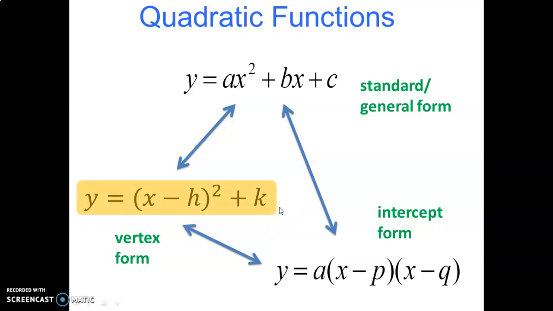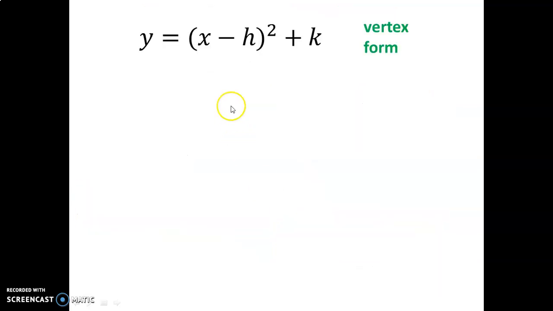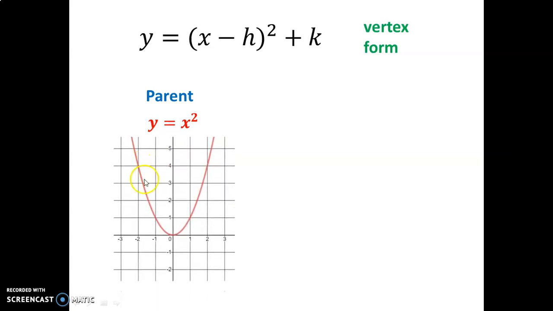So first, let's look at vertex form. To begin with vertex form, we are going to talk about transformations. So here's a parent quadratic. We know it sits with a vertex right here. So where is the vertex? All right, hopefully you can see, obviously, vertex is 0, 0.